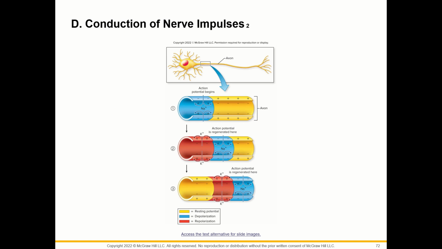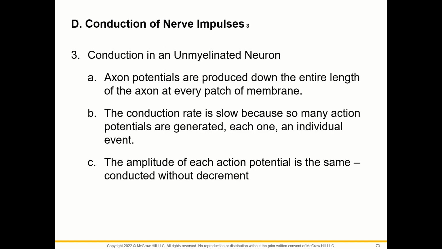So in the conduction of action potentials in an unmyelinated axon, we still will dissipate, because it's going to take a lot of sodium channels in order to continue to propagate that action potential. And so it's just going to be slow, and it's going to take too much energy, and we don't have time for that. Action potentials are produced down the entire length of the axon, at every patch of the membrane in an unmyelinated neuron. It's going to be slow. So many action potentials are generated, each one an individual event. It's just going to take too long.